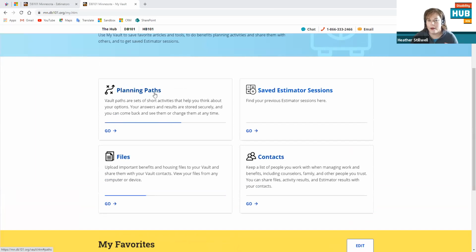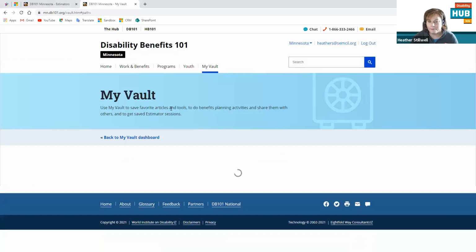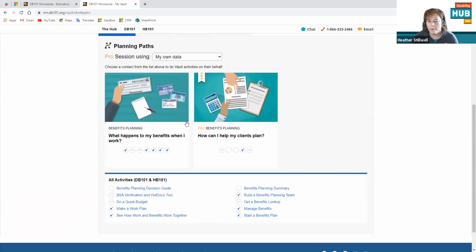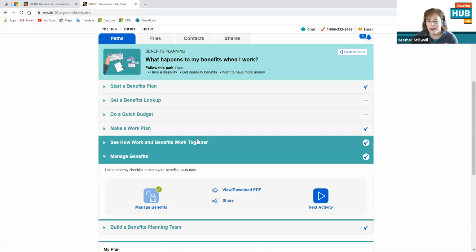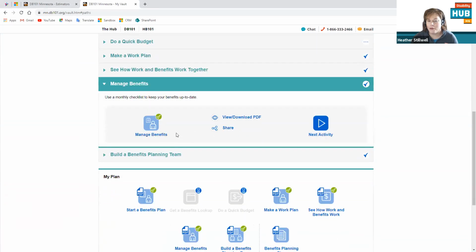Okay, so I'm going to go back to sharing DB 101 and hopefully it will cooperate with me. On the planning path, one of the other tools that is created is a report about managing your benefits. And this is a really important tool to look at.